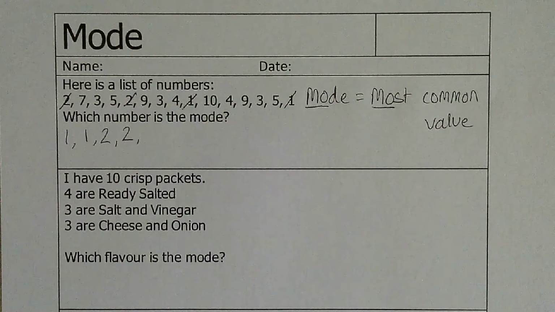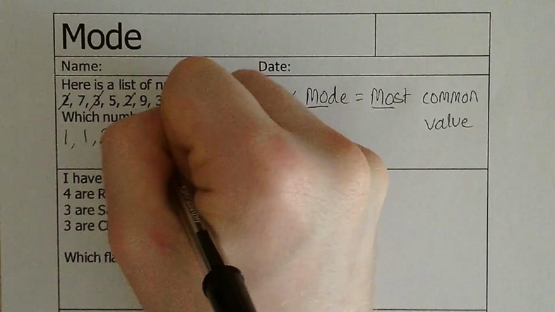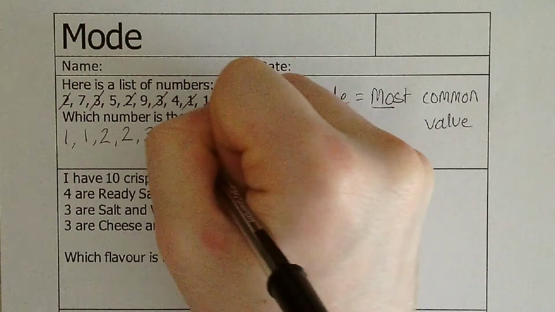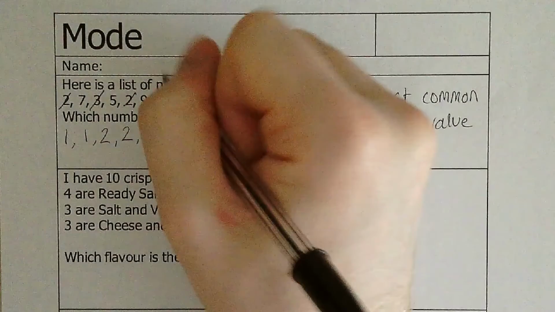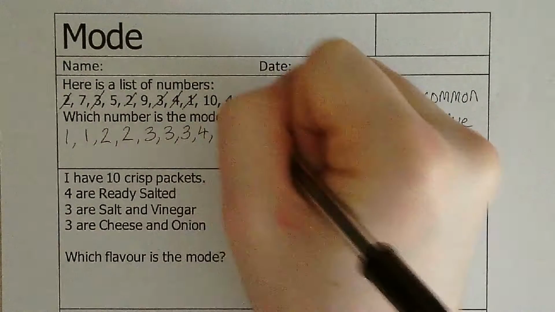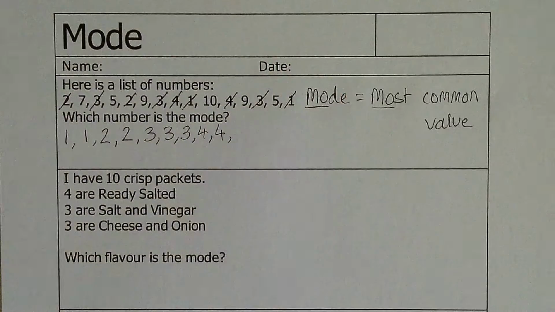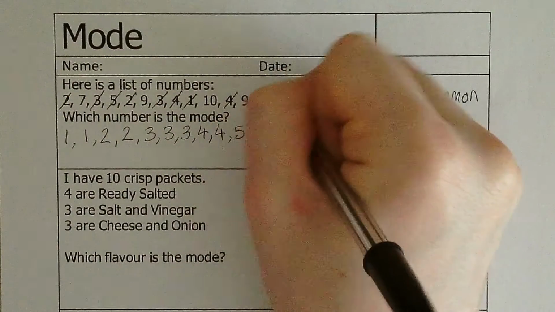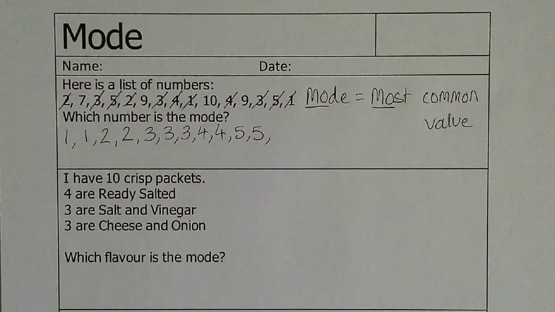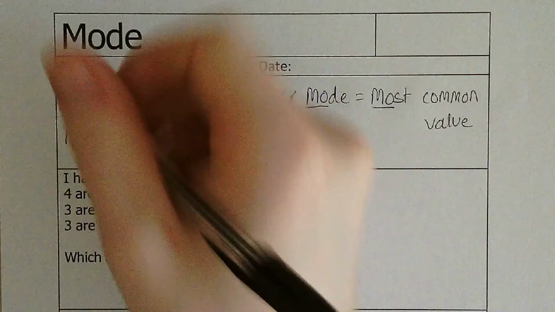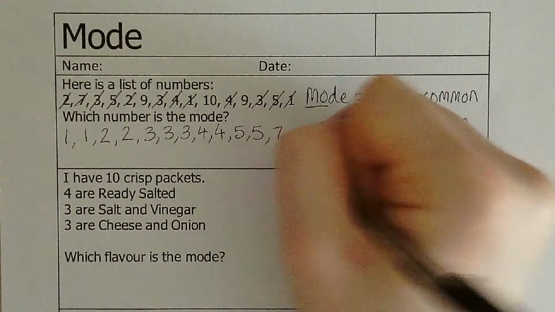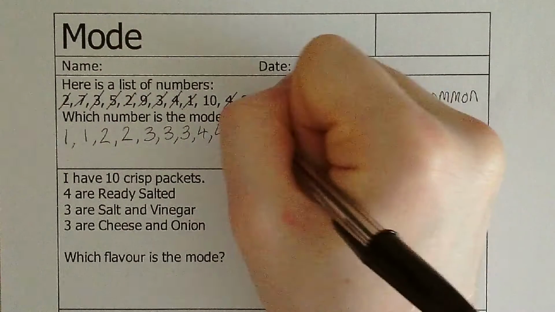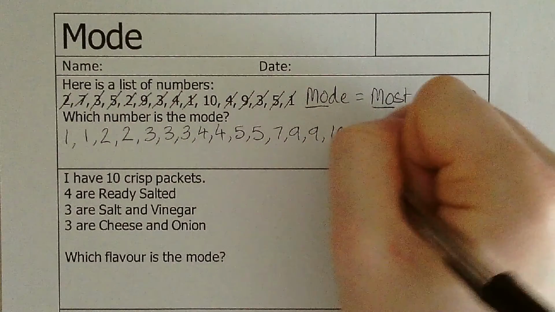There's no more 2, so now I'll move on to 3, and another 3, and another 3. 4's the next. And 5's. There's no 6's, but there's a 7. There's a 9, another 9, and a 10.